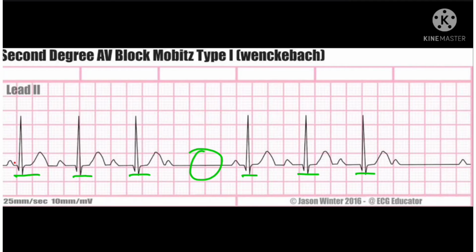Another interesting finding is that there is a gradual increase of the PR segment in this ECG, which represents a gradual increase of physiological AV nodal delay. This is called Mobitz 1 heart block or Wenckebach's heart block.